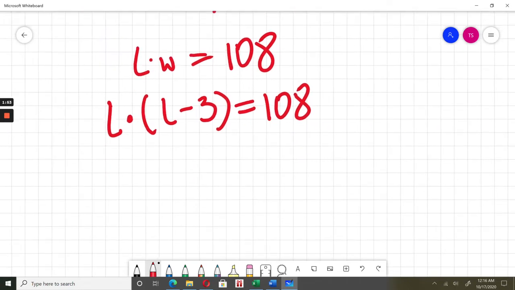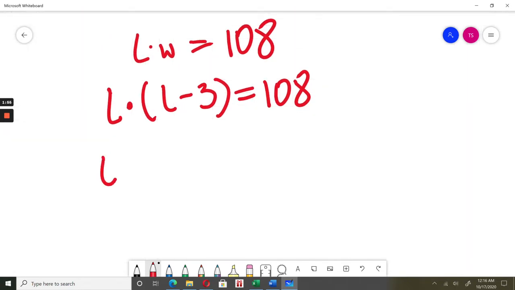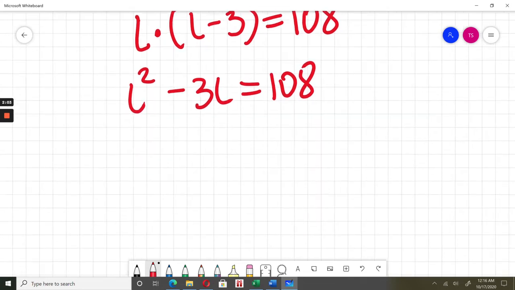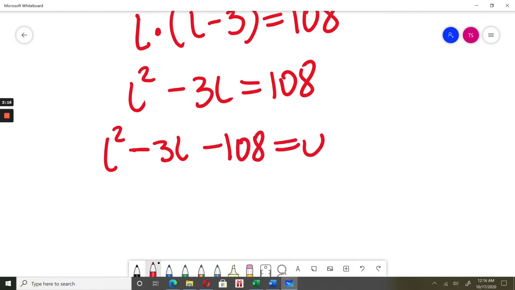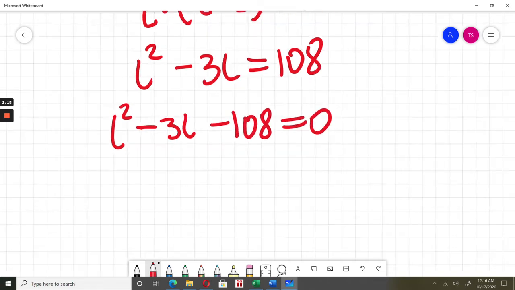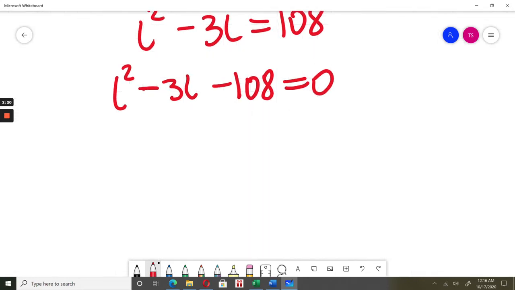Okay, now I'll just multiply out the bracket: L squared minus 3L is equal to 108. This is a quadratic equation, so when I solve quadratics I want to have it equal to 0. So L squared minus 3L minus 108 will be equal to 0, subtracting 108 on both sides. Now, quadratic equation, maybe I'll try to solve it by factorizing.